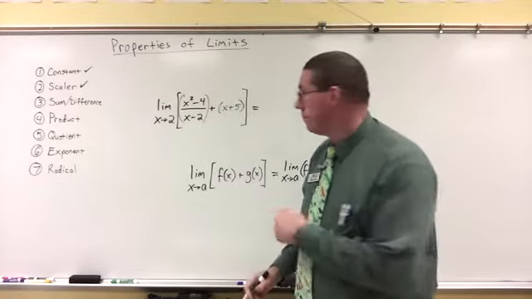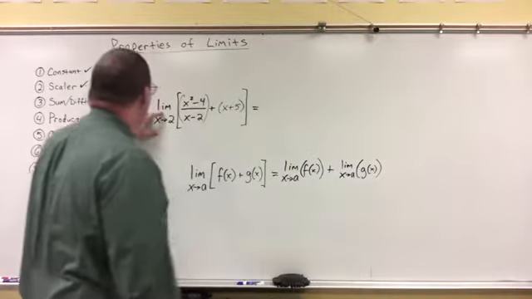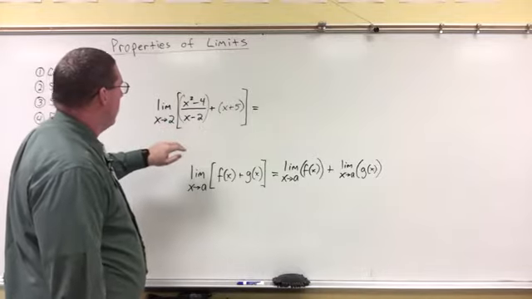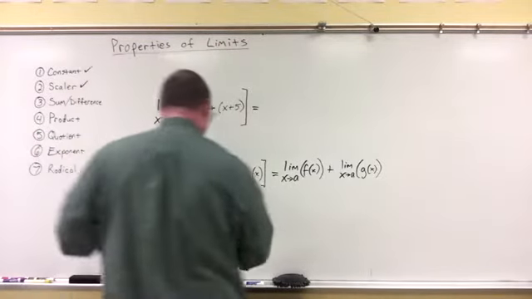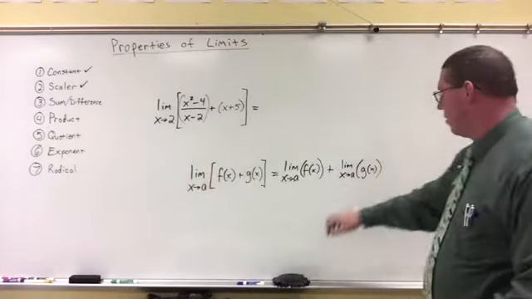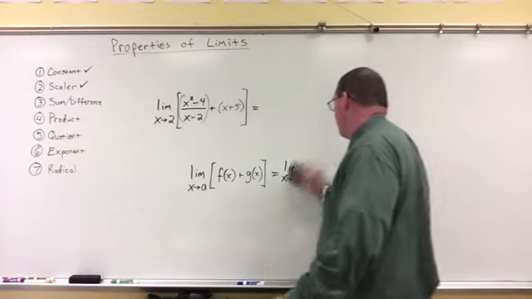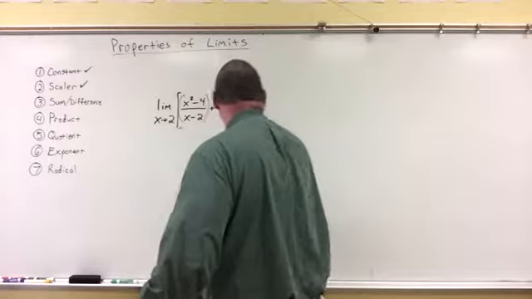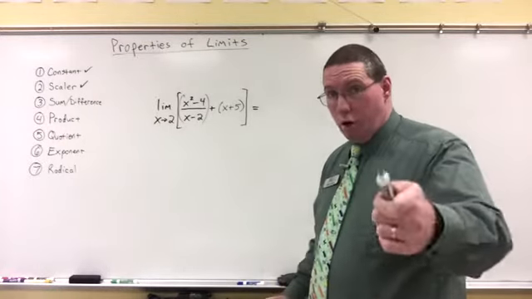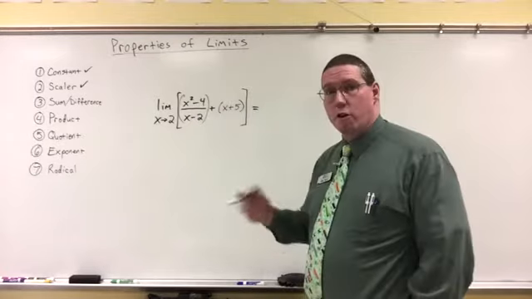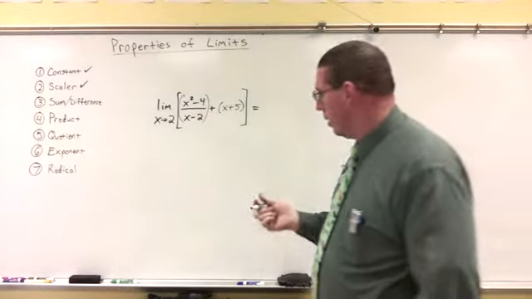So let's do that. What is the limit as x approaches 2 of x squared minus 4 over x minus 2? Well, let's do that on the side. I'm going to erase this, so hopefully you wrote that down if it helps you for your notes. Your notes are your notes, so just write down whatever you think you need to understand.